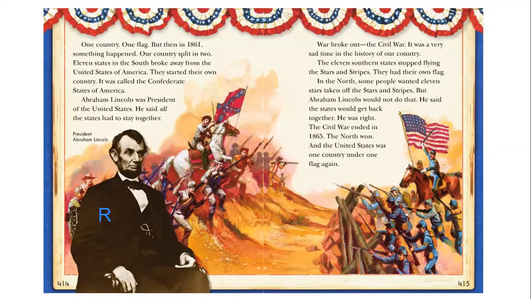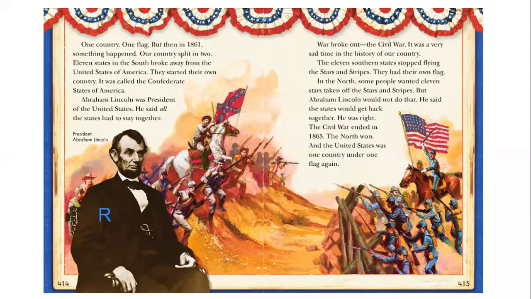Now page 414. This page illustrates that in 1861 this country divided into two parts. 11 states in the south formed the first part, and the United States of America was the second one, which was called the Confederate States of America. And Abraham Lincoln was president of it, and he said that all states had to stay together.